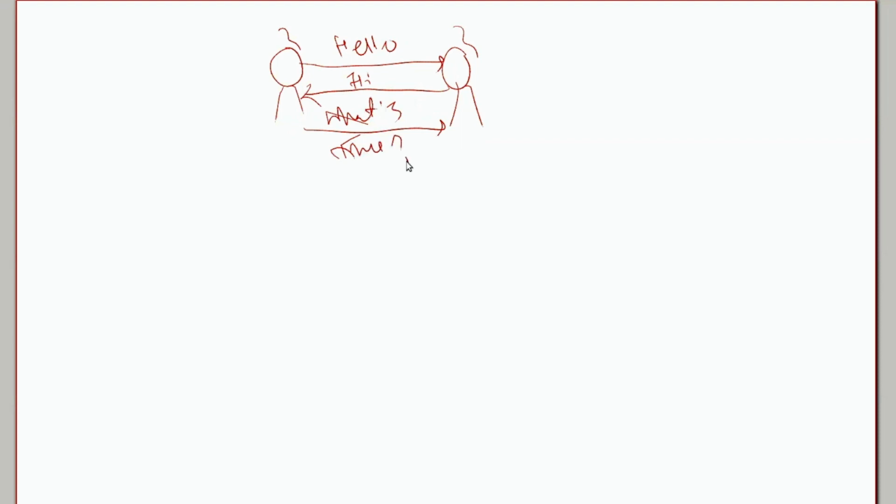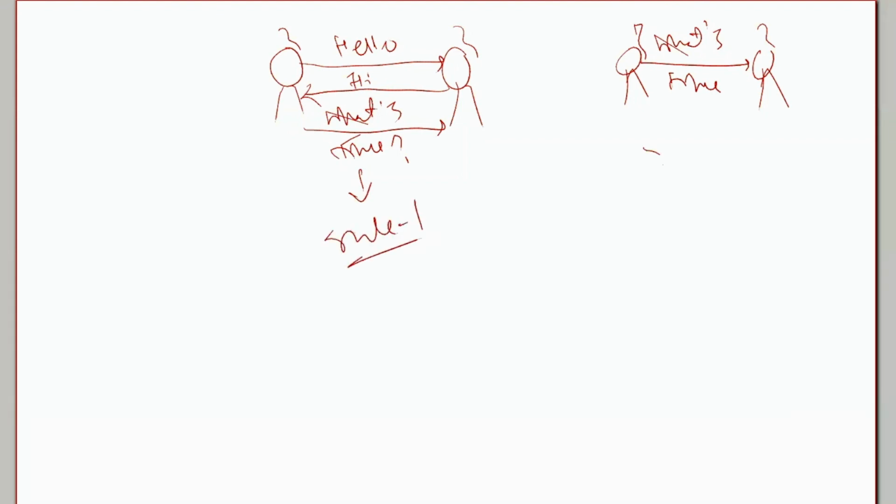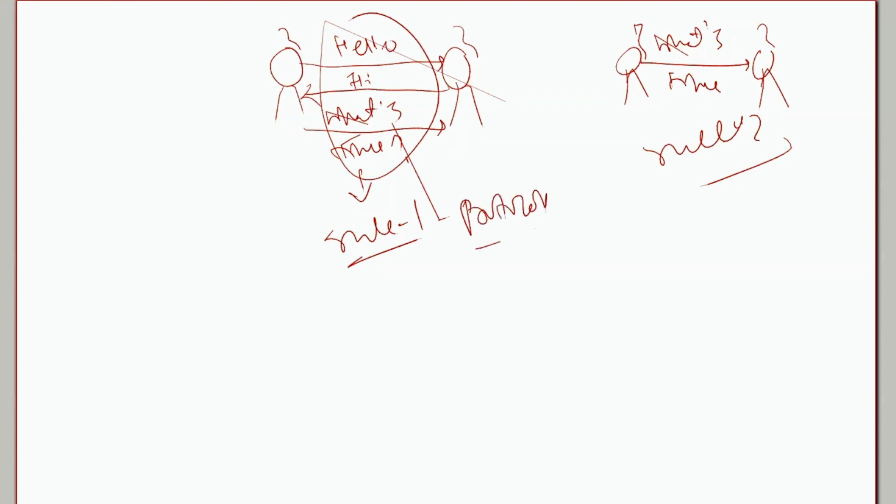This is one way. Another way: you are here, the trespasser is here, and sometimes you directly say, what's the time? These two are nothing but two different rules. This is rule number 1, this is rule number 2. So this is a set of rules for how you communicate with your peer. It is nothing but a protocol. This is another rule, a different protocol.